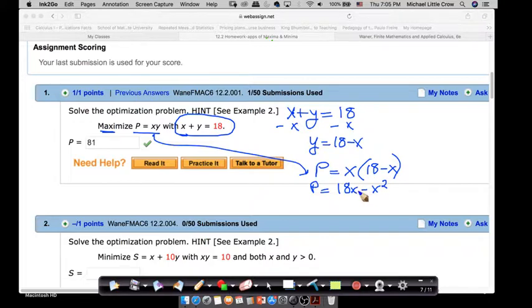It'll have a maximum. And how do we find the maximum? Solve for 0. So set it equal to 0 and solve it. So I'm going to go back up here. We're going to say 18x minus x squared equals 0.